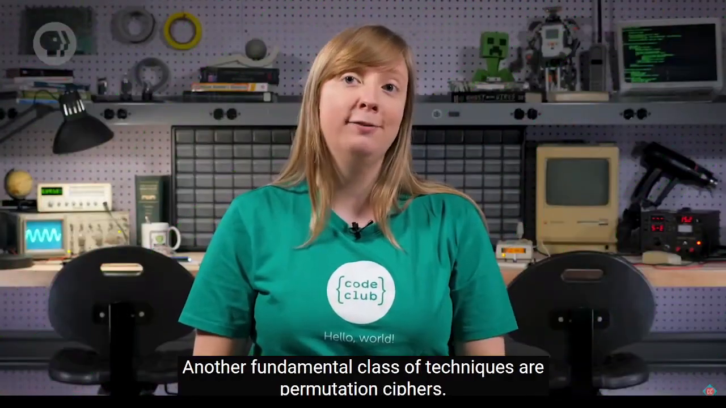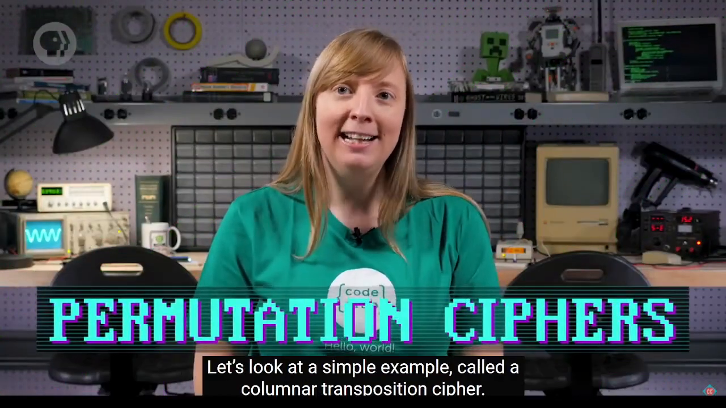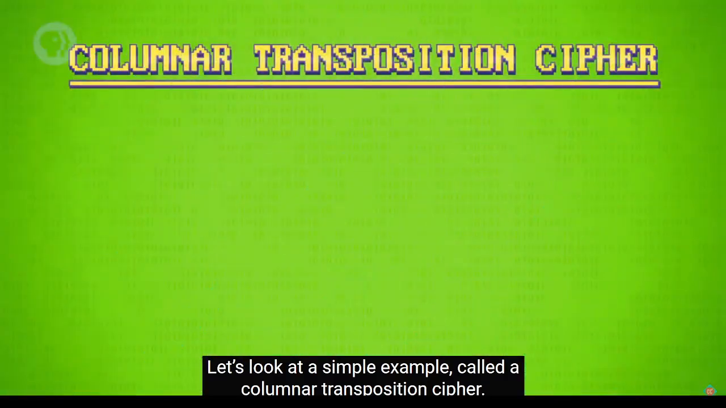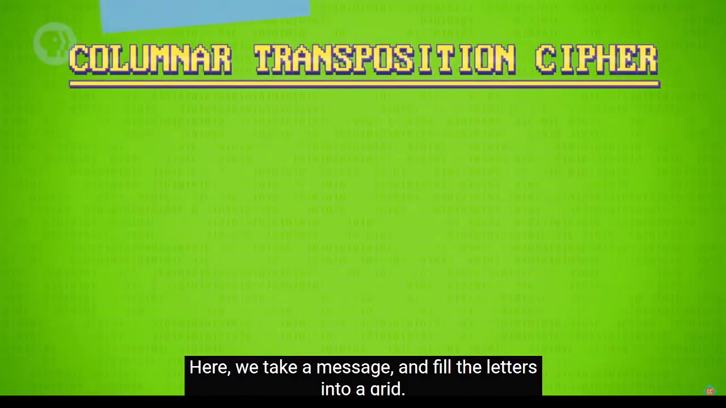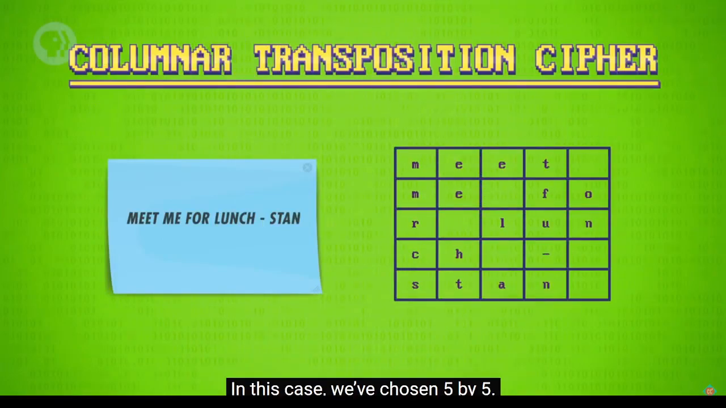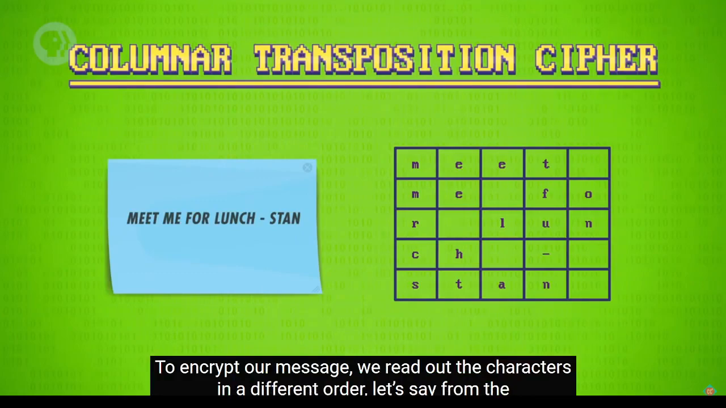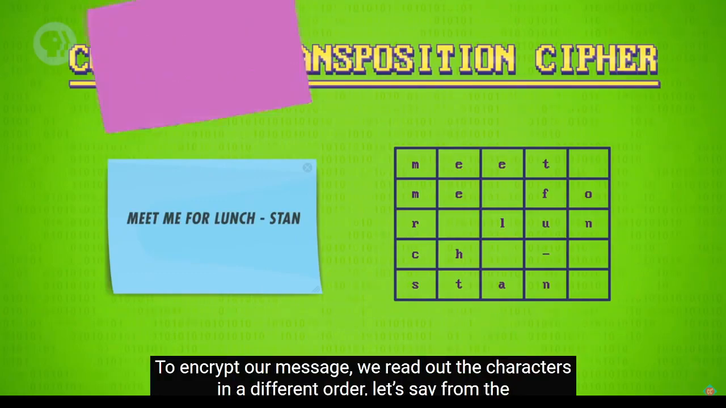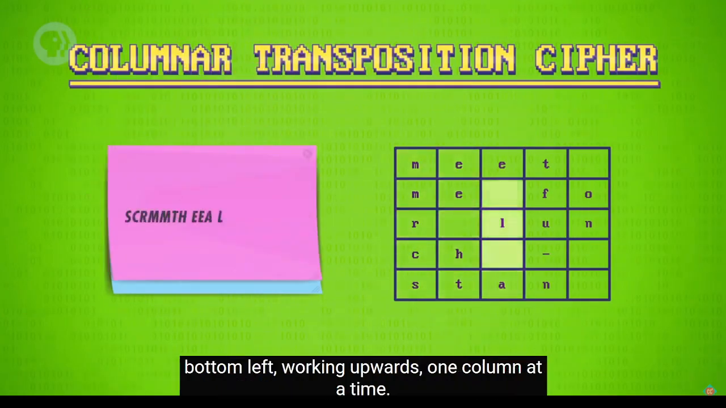Another fundamental class of techniques are permutation ciphers. Let's look at a simple example called a columnar transposition cipher. Here we take a message and fill the letters into a grid. In this case, we've chosen 5x5. To encrypt our message, we read out the characters in a different order. Let's say from the bottom left, working upwards, one column at a time.